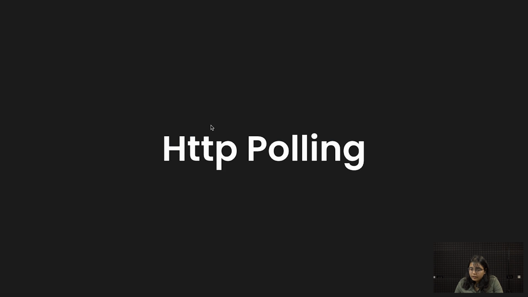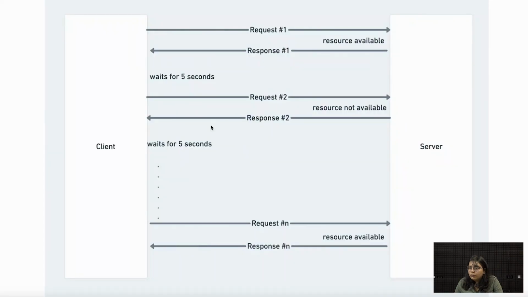So first we will discuss HTTP polling. In HTTP polling, the client requests the data from the server. If the data is available at the server, it sends back the data to the client. And then the client waits for some time. We can change the time limit. After some time, it establishes the connection again with the server, and again the client requests the data from the server. If the data is not available on the server side, it closes the connection and then tries again after some time.